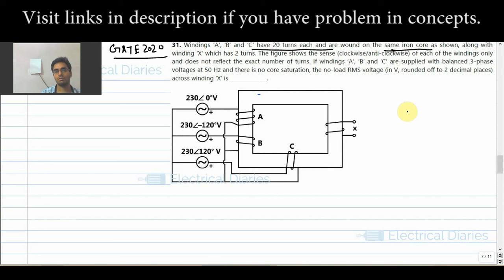The proportion in which the flux is there, in the same proportion the voltage per turn is induced. So that is the thing. It will be much clearer if I solve this. The figure shows the sense, clockwise and anti-clockwise, of each of the windings. Windings A, B, C are supplied with balanced source voltages. The no load RMS voltage across X we have to find out.